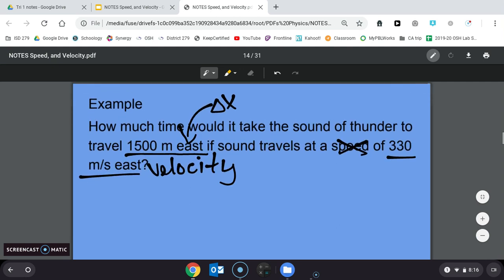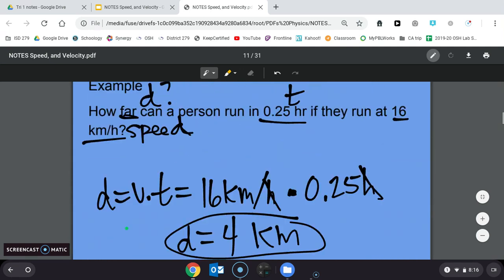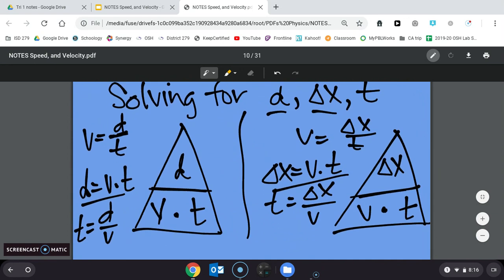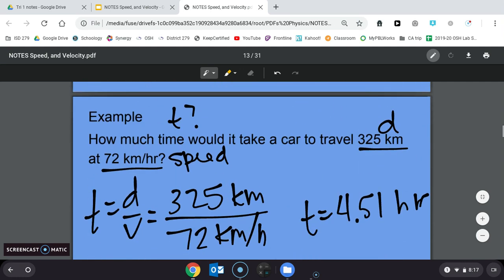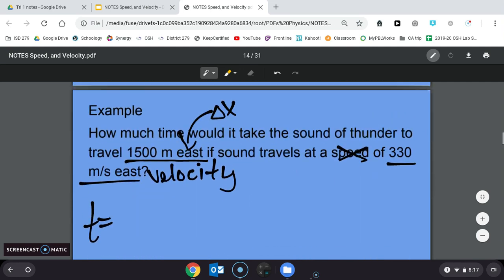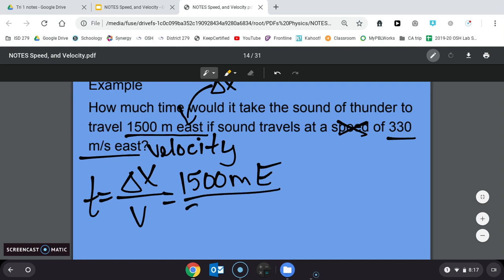Again, it doesn't matter which version I use, I should be able to get the same answer. So I'm going to do the rearranged version. T is delta X over V. Just like D over V, now it's delta X over V. My delta X is 1,500 meters east. Again, I could choose to put positive 1,500 meters over 330 meters per second east.